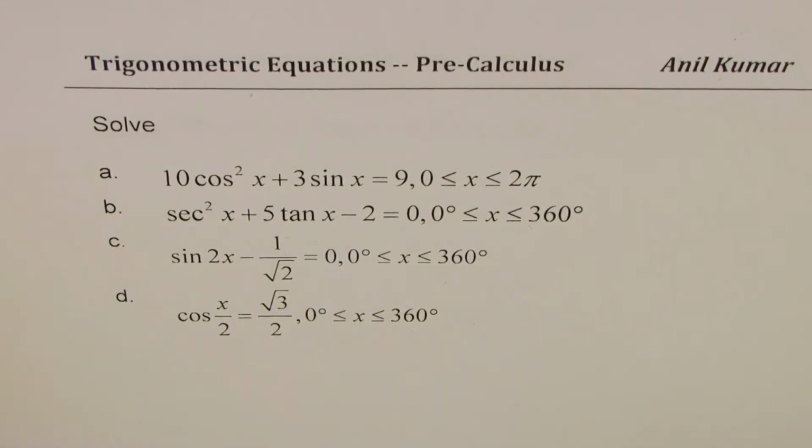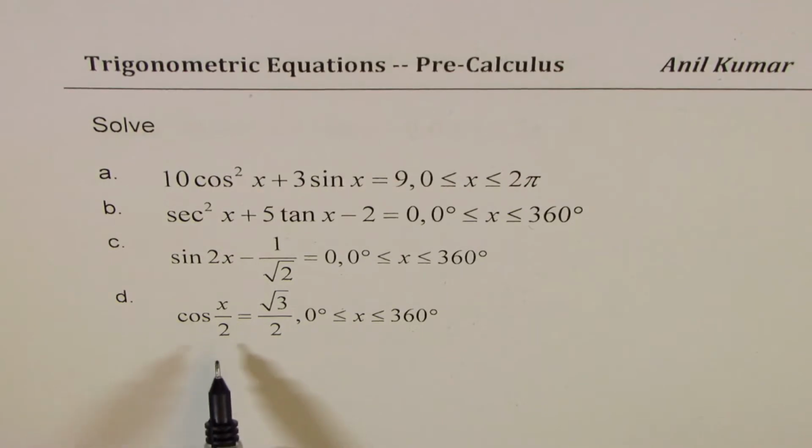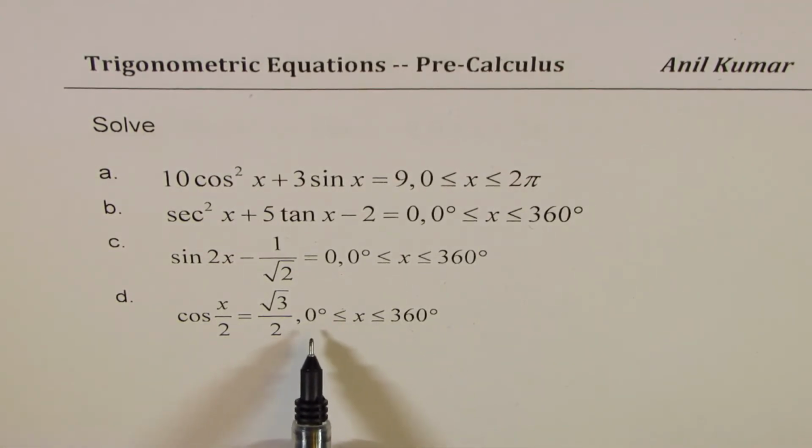10 cos square x plus 3 sin x equals 9, where x is between 0 to 2 pi. Secant square x plus 5 tan x minus 2 equals 0, where x is from 0 degrees to 360 degrees. Sin 2x minus 1 over square root 2 equals 0, where x is between 0 to 360 degrees. And cos of x by 2 equals square root 3 over 2, where x is between 0 to 360 degrees.